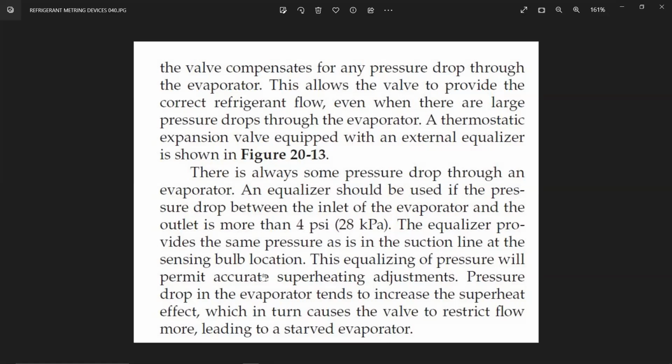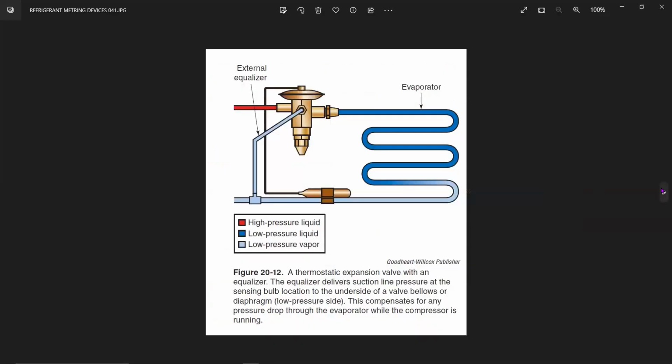The equalizing of the pressure will permit accurate superheat adjustments. Pressure drop in the evaporator tends to increase the superheat effect, which in turn causes the valve to restrict the flow more, leading to starved evaporation. So equalizing pressure basically permits accurate superheat adjustment. That is good. But the pressure drop in the evaporator tends to increase the superheat, which causes the valve to restrict flow, leading to starved evaporation. Okay, that is the idea.